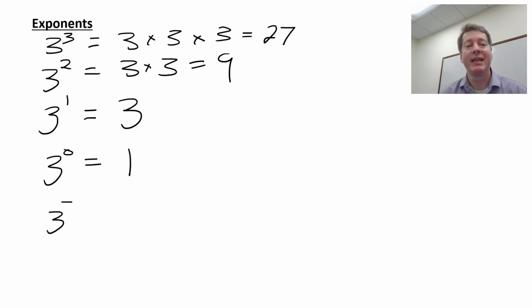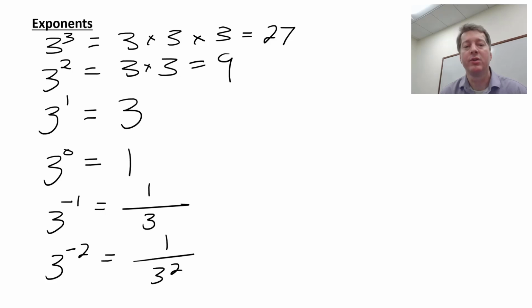How about 3 to the negative 1? If you see the negative sign, write 1 over. It's 1 over 3 to the positive 1, or just 1 over 3. So it's just 1 over 3. 3 to the negative 2 is 1 over 3 to the positive 2. It's 1 over 9. So a negative exponent doesn't make the result negative. It just means you're creating a fraction. That's what it means.